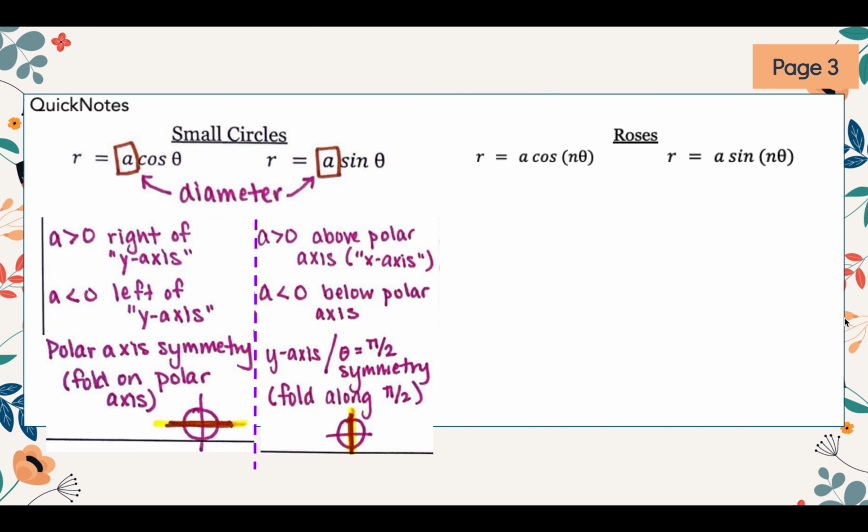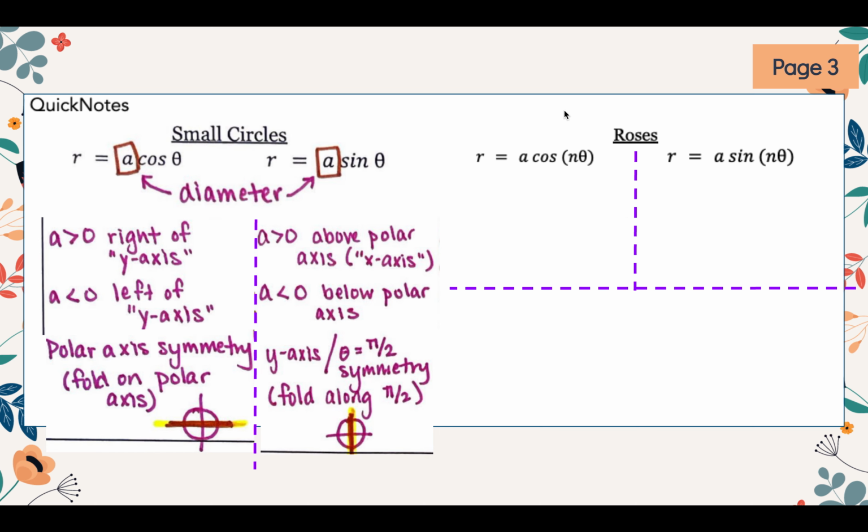All right, so we are on page 3 in our notes, and we already did small circles on the left. So that part is already filled in. Now we're looking at roses. The difference in the equation for roses is we have an N value in front of theta, where in our circles, the invisible 1 was in front of theta. So to start, we're going to divide this up. We will have something that is specific to cosine, and something that is specific to sine. And then on the bottom here, it'll be for all roses.